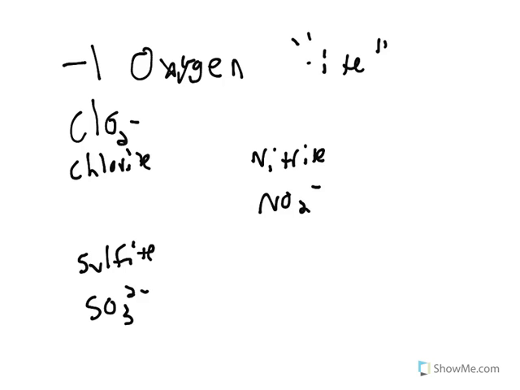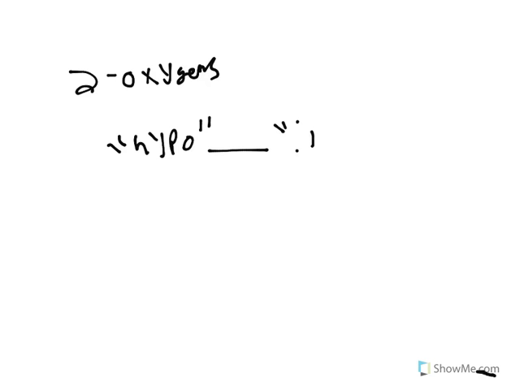Alright? Finally, when you get to two fewer oxygens, it starts with hypo- and ends with -ite. For example, hypochlorite.